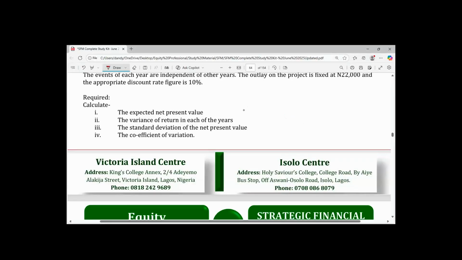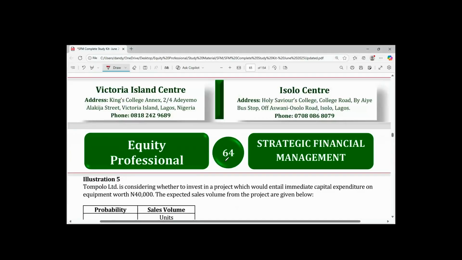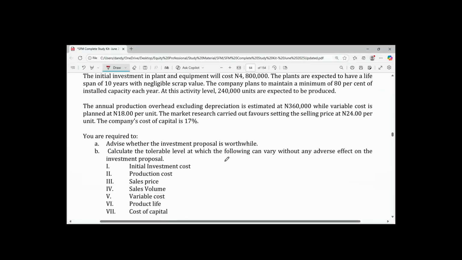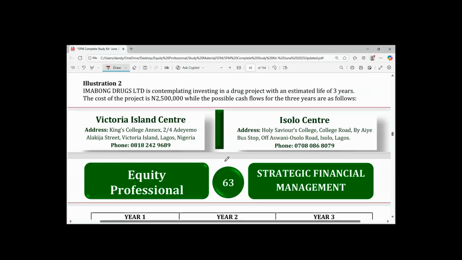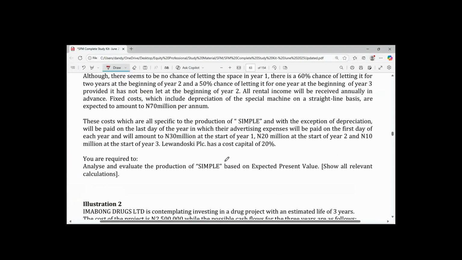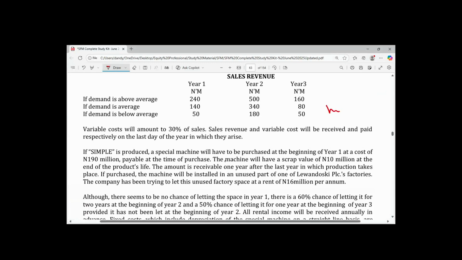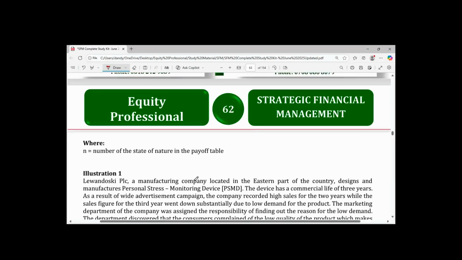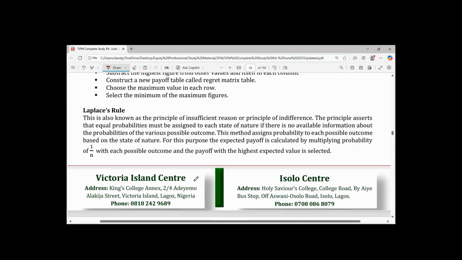So today we are going to be looking at sensitivity analysis. What do you mean by sensitivity analysis? Sensitivity analysis measures the tolerable extent to which a project NPV can accommodate any change in variable. I repeat, sensitivity analysis measures the tolerable extent to which a project NPV can accommodate any change in variable. It is also known as what-if analysis.